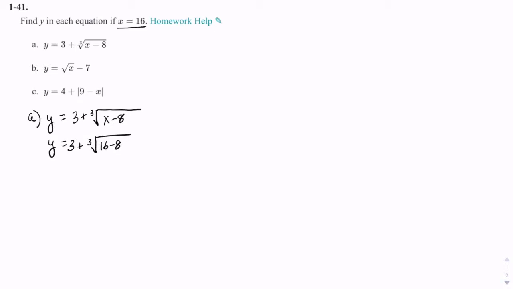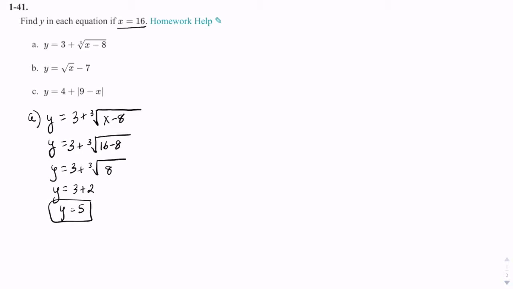Now I'm going to simplify, and I get the third root of 16 minus 8, which is 8. From our work with cube roots, we know the cube root of 8 is 2, because 2 times 2 times 2 is 8. So this is really saying, what's 3 plus 2? So y equals 5 for A.